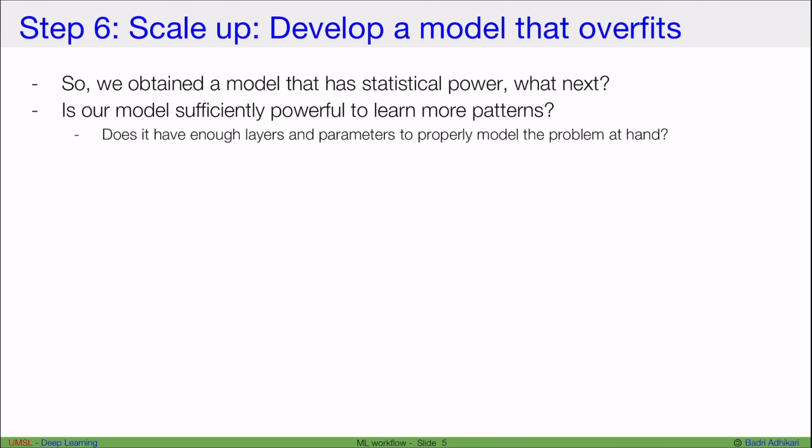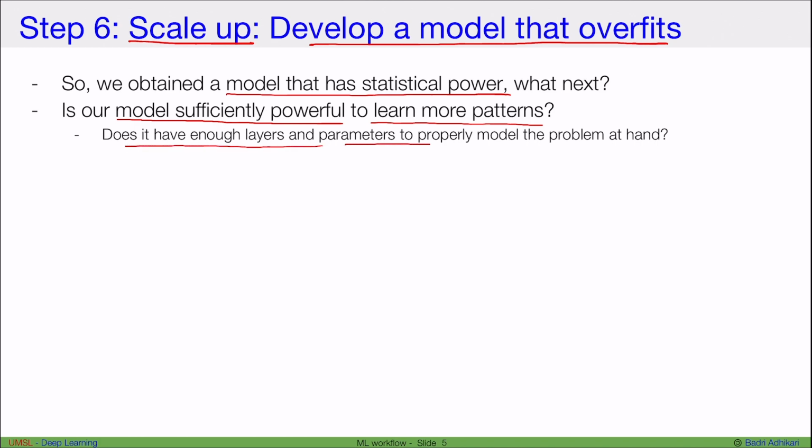So in the next step, the task is to scale up, that is, develop a model that overfits. So what do we do now? So far we have obtained a model that has statistical power. What next? Now what we want to do is find out if our model is sufficiently powerful to learn more patterns. In other words, does it have enough layers and parameters to properly model the problem at hand? That's what we're asking here.